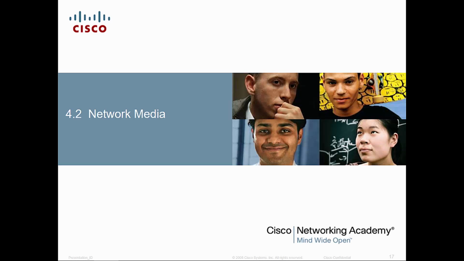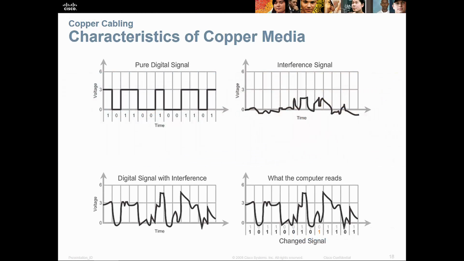Moving on to our network media, we've already talked about certain characteristics of copper being electrical signals. And here we have a real signal. You can see it go to 3 volt, and each time it's a 3 volt signal, that represents a 1. The absence of the voltage represents a 0.